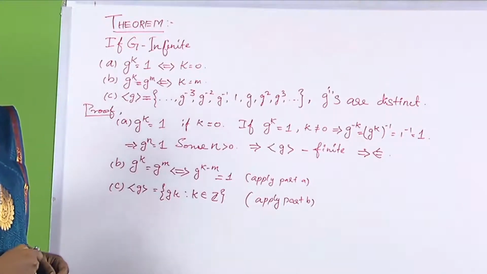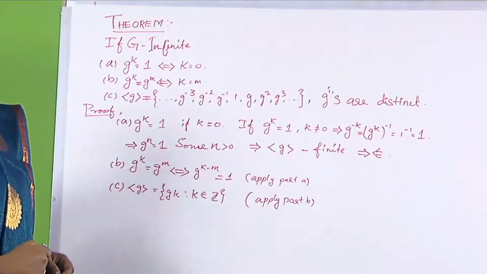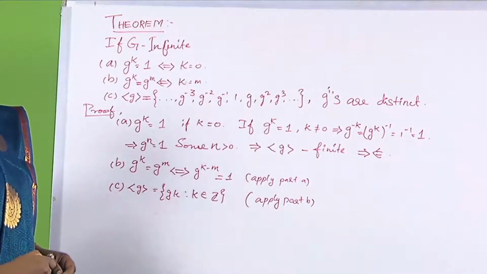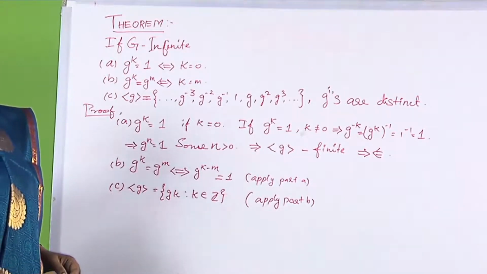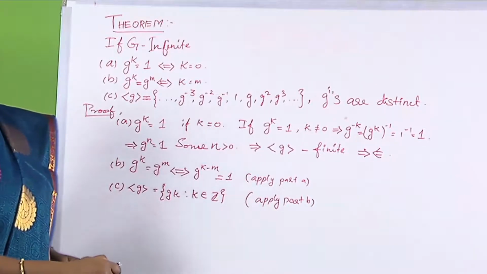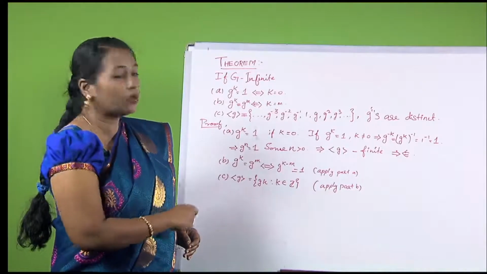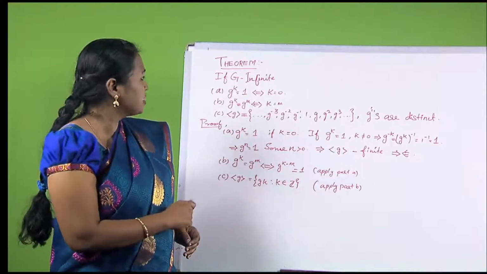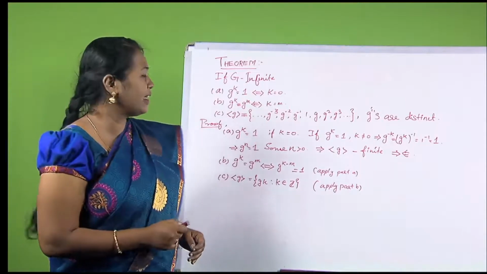Suppose they are not distinct and you have two elements which are having the same value, and you have g power k equal to g power m, then obviously k is equal to m. That is what we have proved in B. So, from B we can say that C is true. So, C, the g powers are also distinct. So, with this we have proved the properties for the infinite cyclic group, and you can notice that there is a distinction between the finite and infinite group.